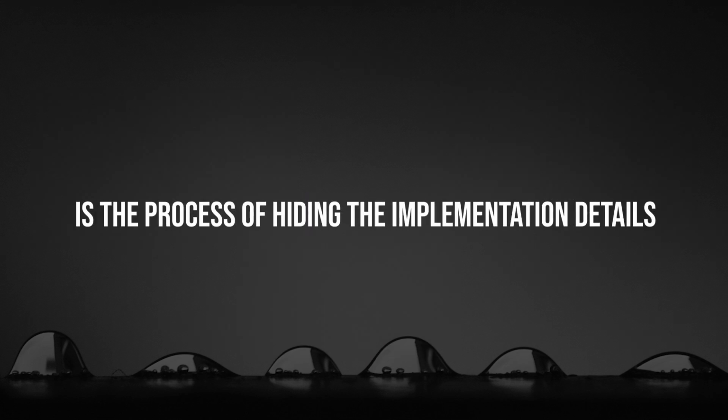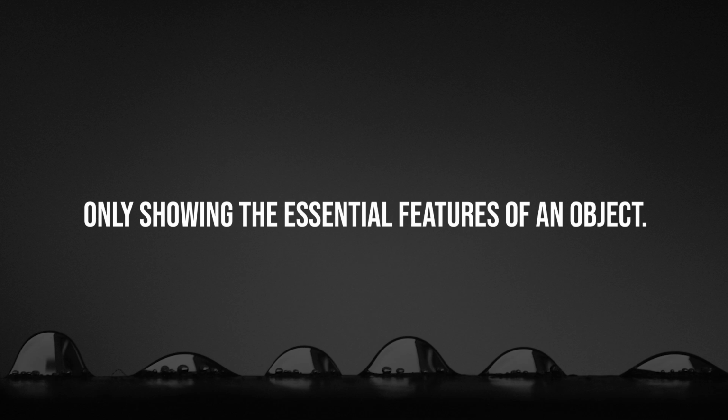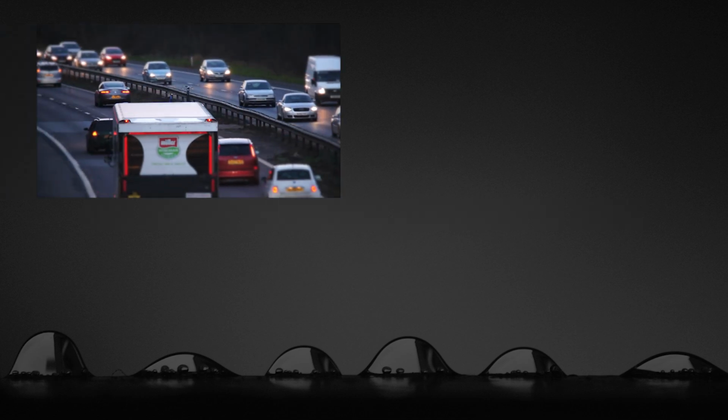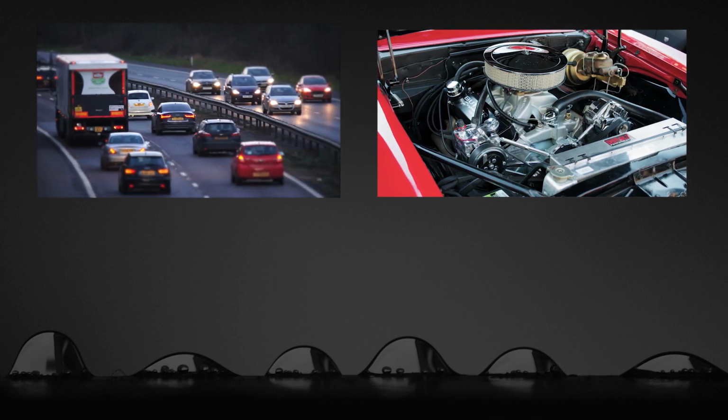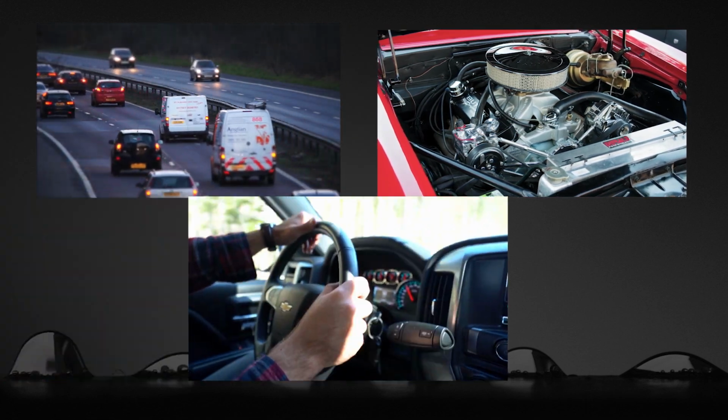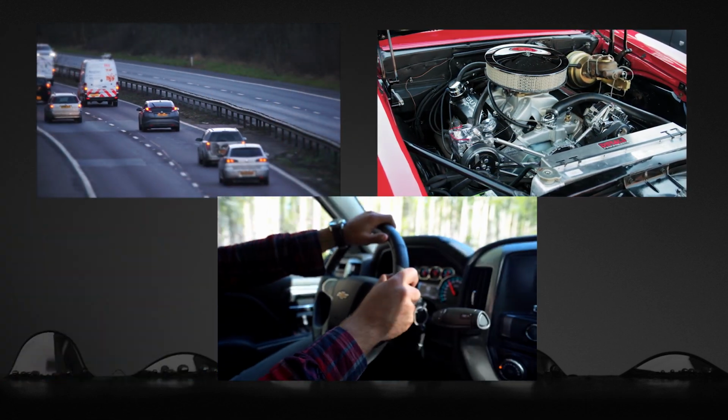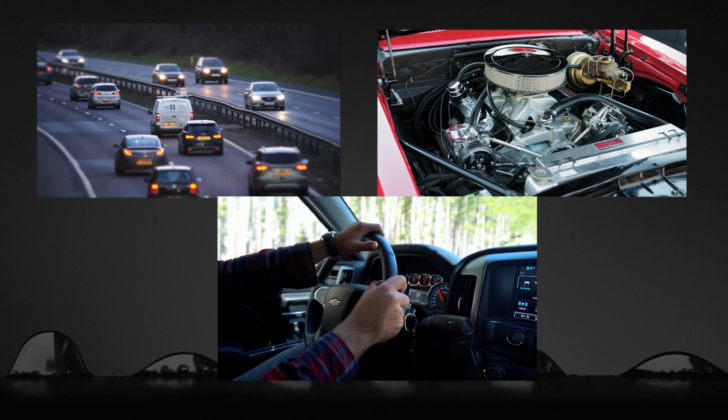Abstraction is the process of hiding the implementation details and only showing the essential features of an object. When you drive a car, you don't need to know how the engine works. You just need to know how to steer and press the gas pedal.